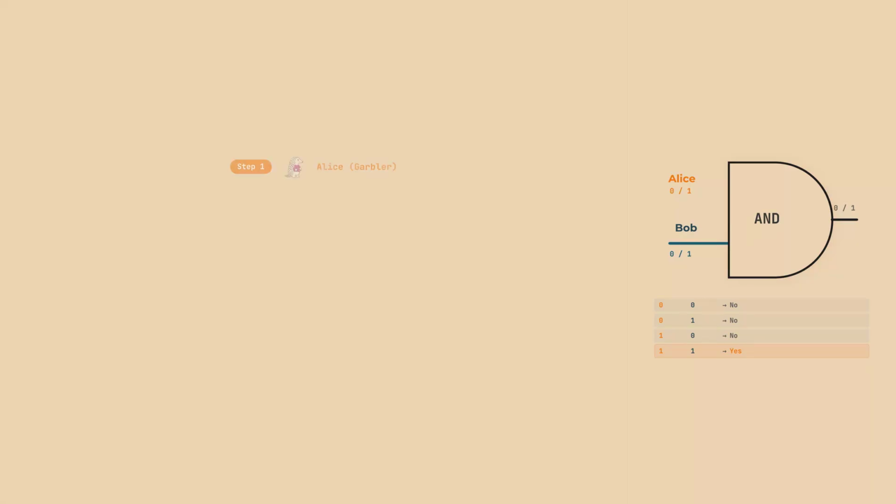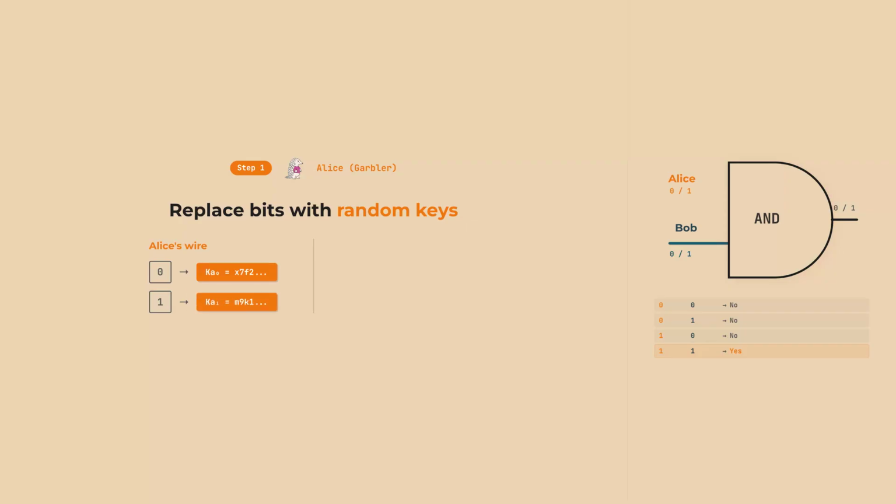Step 1. Alice replaces every possible bit value with a random cryptographic key. On Alice's wire, the bit 0 gets a random key, and the bit 1 gets a completely different random key. Same thing for Bob's wire. These keys look nothing like the original bits. Just by looking at a key, you have no idea whether it represents 0 or 1.